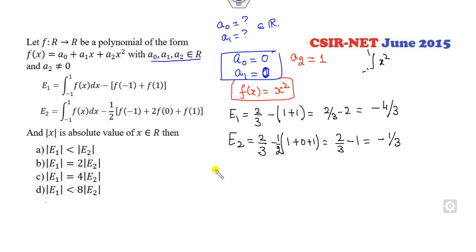Now clearly says what is the value of E1? E1 is plus 4 over 3. E2 is my 1 over 3. Is it 4 by 3 less than 1 by 3? Wrong. E1 is twice of E2? Wrong. E1 is equal to 4 of this? Correct. E1, is it less than 8 by 3? Yes. So C and D are my correct options of this problem.